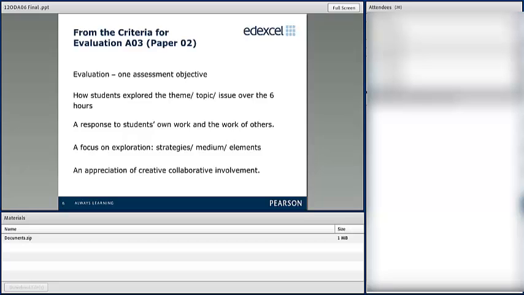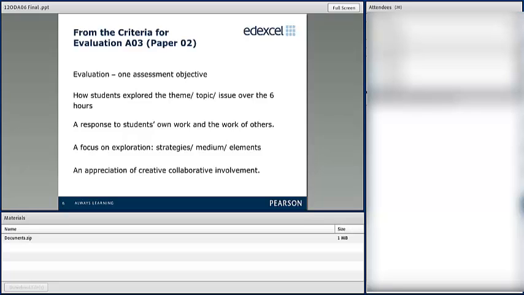For 2D01, we have these 2 discrete assessment objectives. The 2 parts of the unit are marked completely discretely. There are discrete assessment criteria, and so are the assessment objectives. So it's just evaluation. That's all students are required to do in terms of their main skill area. And within that, they're looking at how they explored the theme, topic, or issue. There's a response to students' own work and the work of others. There's a focus on the use of the strategies, the medium, and the elements of drama, a real focus on exploration, and an appreciation of creative collaborative involvement.